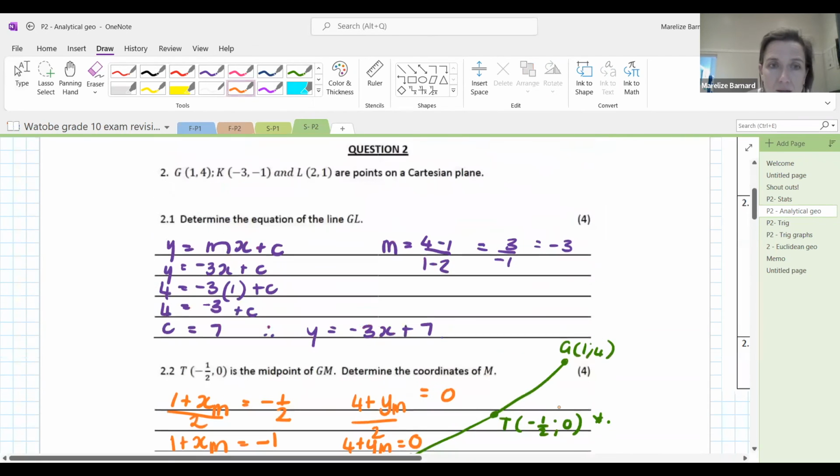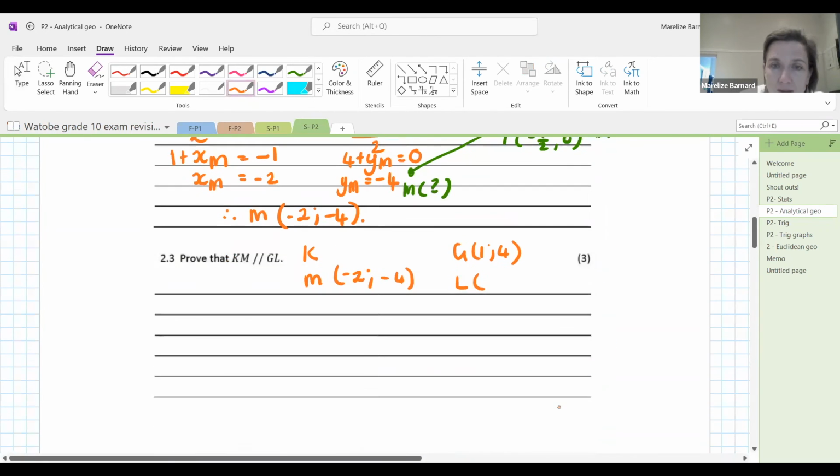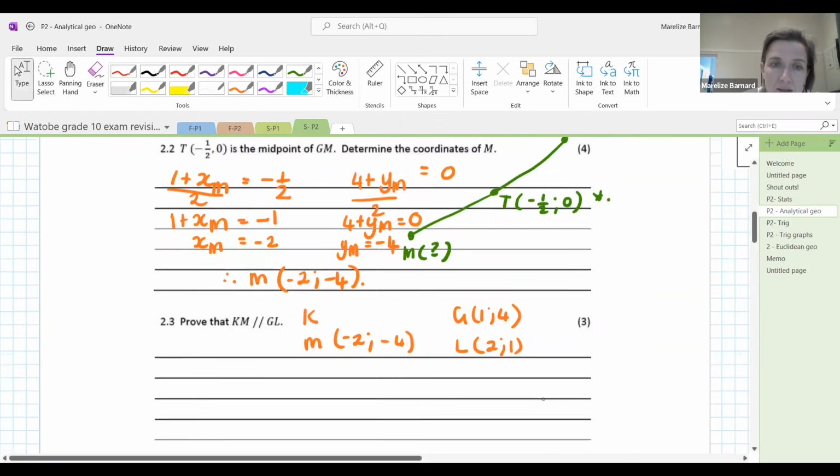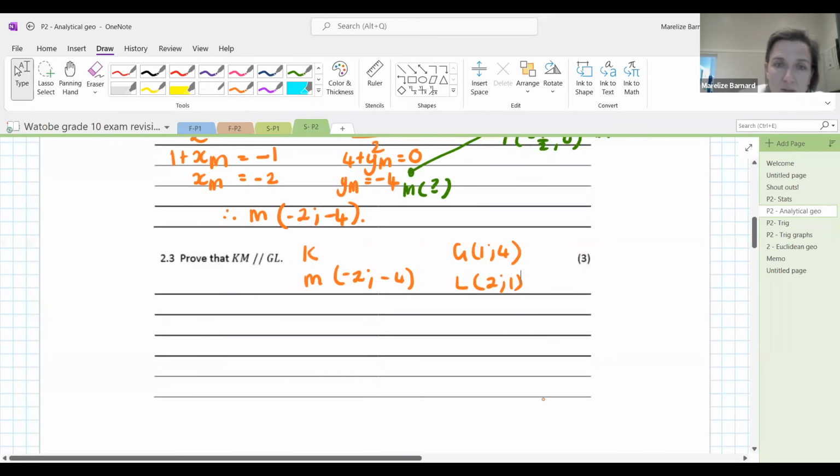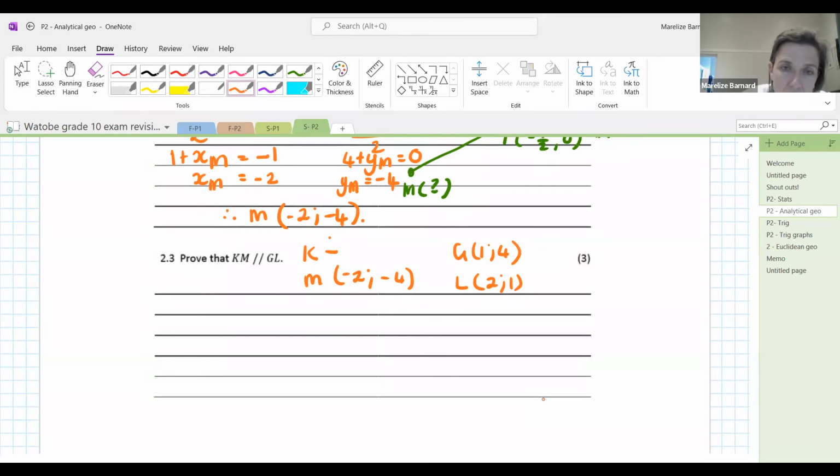And L was 2 and 1. And K is -3 and -1. Okay, so I trust that you know what to do.